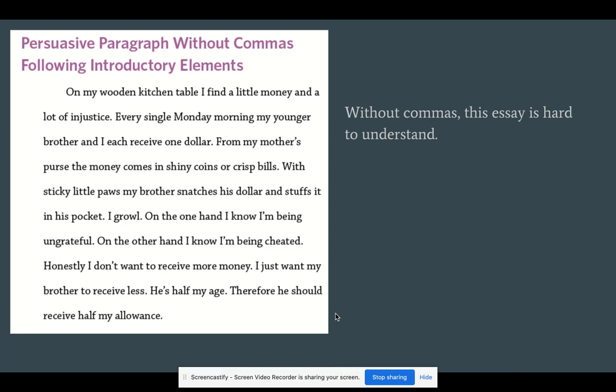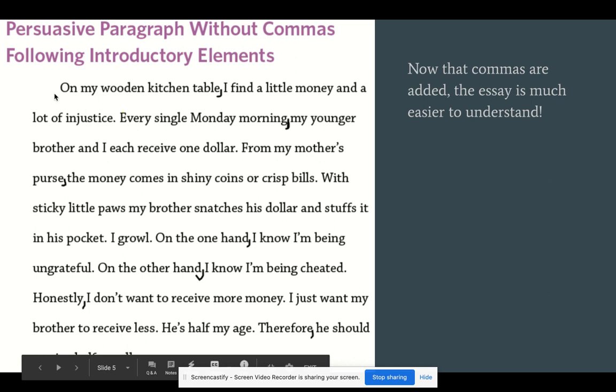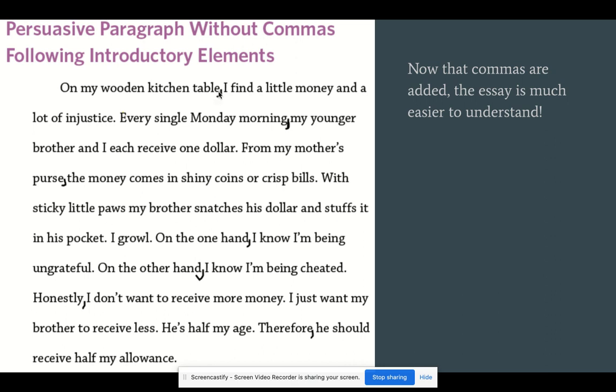Now, there were some places there where it sounded a little bit weird. It maybe seemed unclear, or the sentence just seemed long and sounded funny. I'm going to read it again after adding some commas back in, and we're going to notice that it sounds a little bit better to our ears. So one example of a clause that I was talking about earlier is this first one, on my wooden kitchen table. Now this part could be taken out and the sentence still makes sense. I find a little money and a lot of injustice. That part of the sentence still sounds good and makes sense. The part on my wooden kitchen table just gives us more information. So sometimes we put commas after that because it sounds right to our ears.